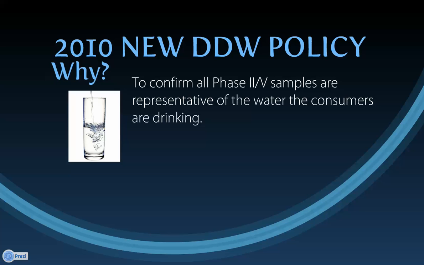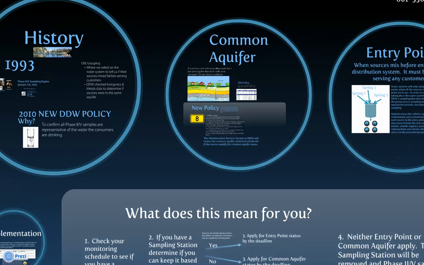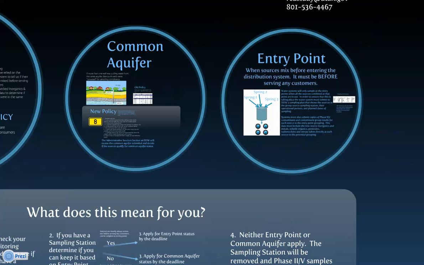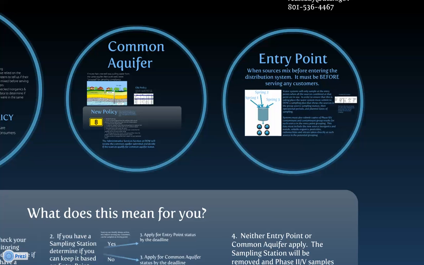So we just wanted to put more of the liability basically on the water system to prove to us that this is indeed the case, that you can either group the samples based on common aquifer or entry point. So I'm going to go over these two different scenarios and how the new policy applies to each of them. The first one we're going to do is common aquifer.